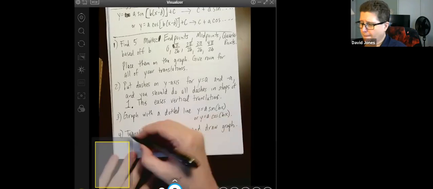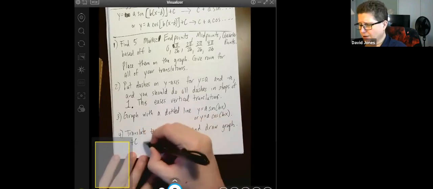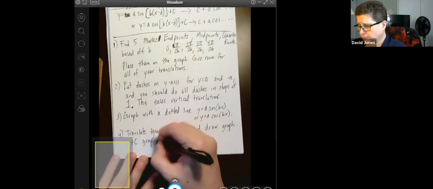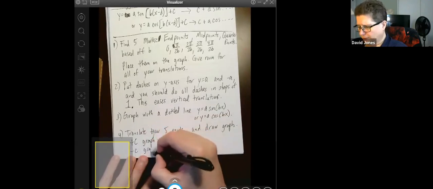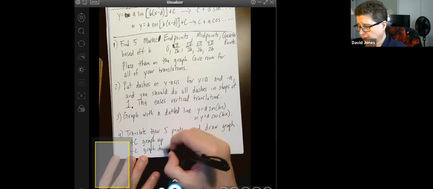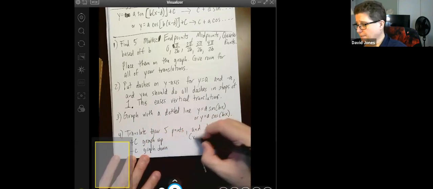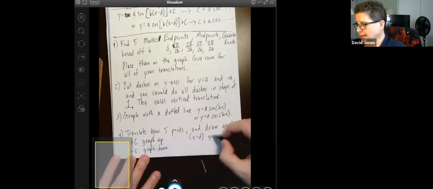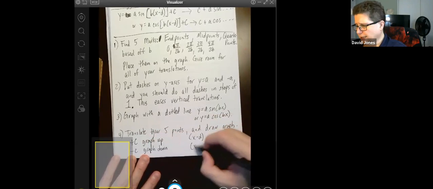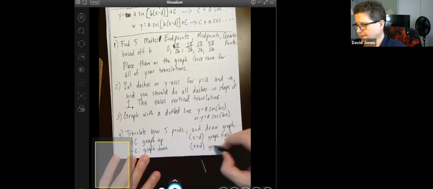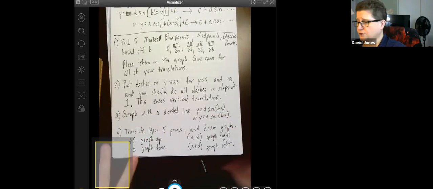So if it's plus c, the graph goes up. Minus c, the graph goes down. If it's x minus d, the graph goes right. And if it's x plus d, the graph goes left. Those are our shifts.